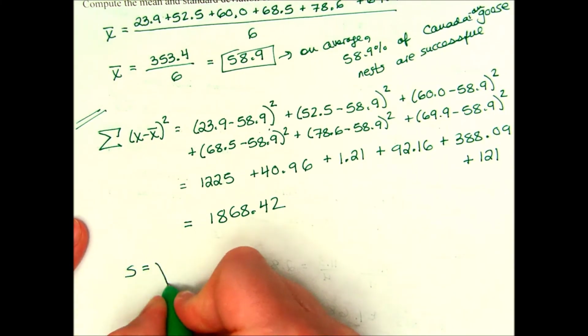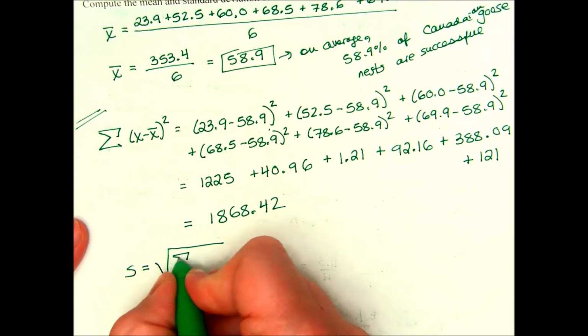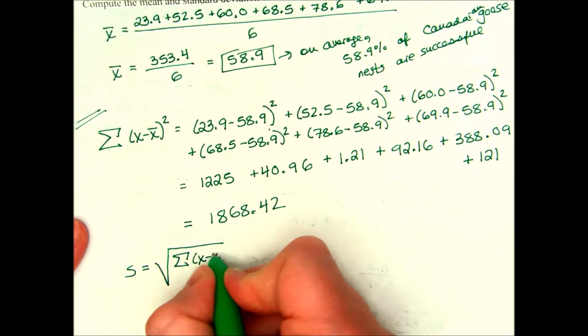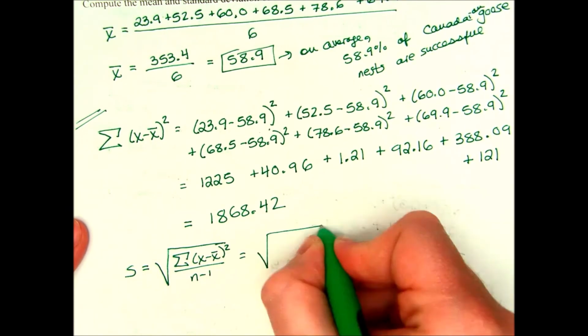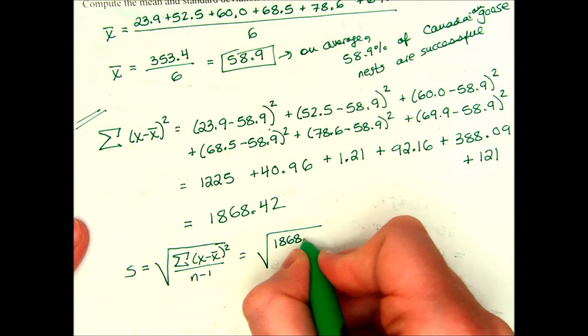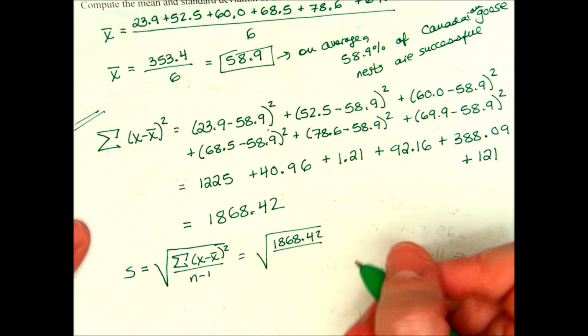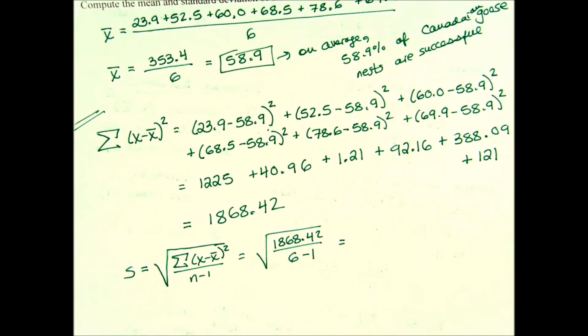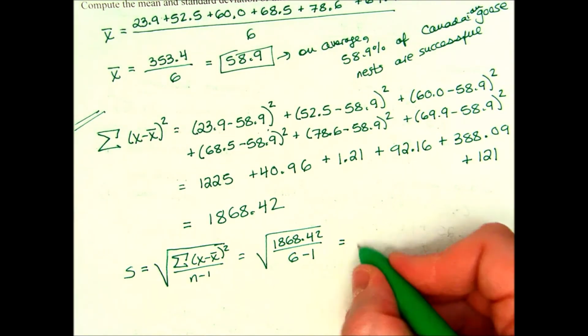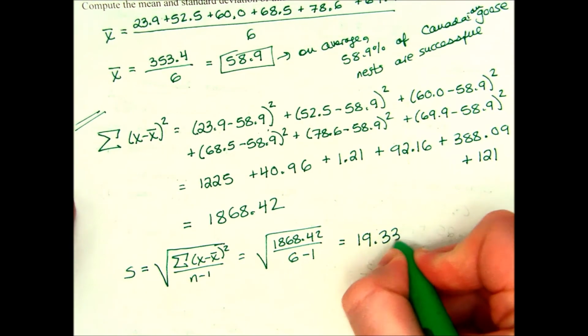My formula says the standard deviation is the square root of the sum of all of those deviations divided by n minus 1. So I want to do the square root of 1,868.42 divided by, there were 6 data values, so I'm going to divide by 6 minus 1. Well, go to your calculator, divide that number by 5, and take the square root of your answer. Getting about 19.331.